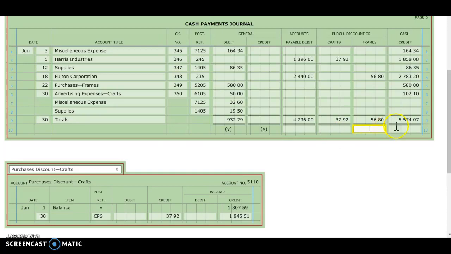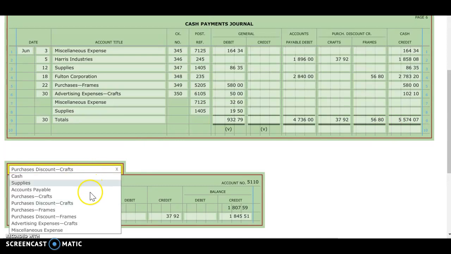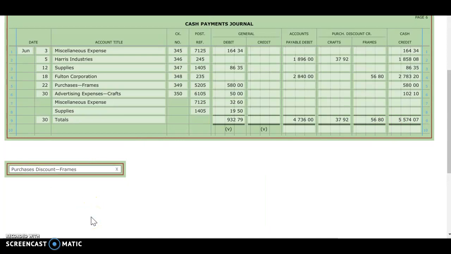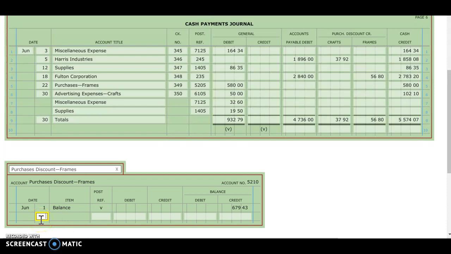Okay. Next one is going to be our purchases discount frames. The 30th, CP6. We have a credit of 56.8. Okay, 2 credits, so we're going to add together. Our new balance then is $736.23. And I'm assuming it won't let us put this one in there either. It should be $52.10.